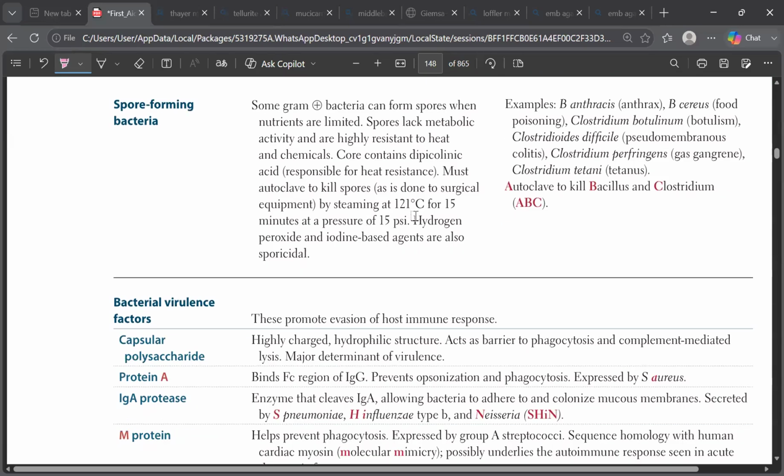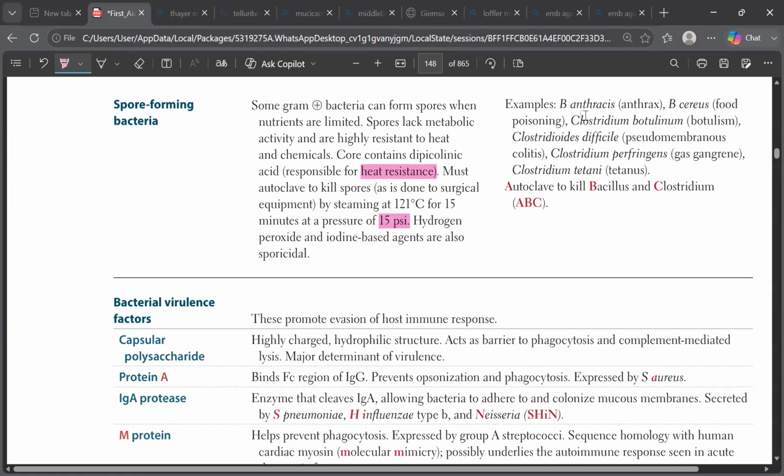We now have spore-forming bacteria, and these are some gram-positive bacteria that can form spores when nutrients are limited. Spores lack metabolic activity and are highly resistant to heat and chemicals. Spore contains dipicolinic acid, responsible for heat resistance. Most must autoclave to kill spores, as in surgical equipment, by steaming at 121 degrees Celsius for 15 minutes at a pressure of 15 psi. Hydrogen peroxide and iodine-based agents are also sporicidal.